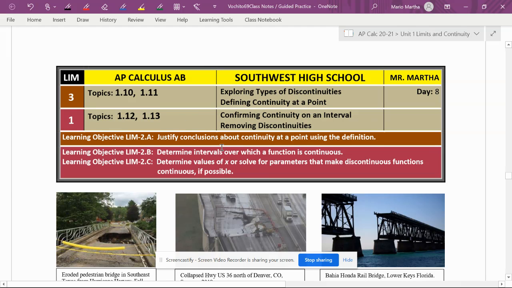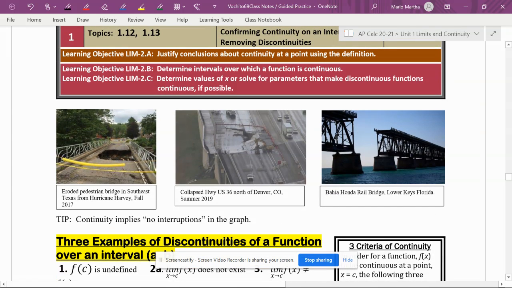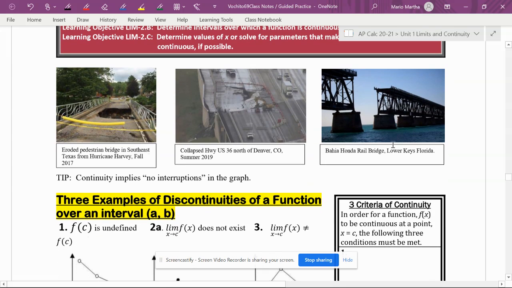The main thing in this topic is what it means for a function to be continuous. The simplest way I can explain this is if you're drawing a graph and you have to pick up your pencil, the function is automatically discontinuous. But if you don't have to pick up your pencil when drawing across an interval, then we can assume that the function is continuous across that interval.